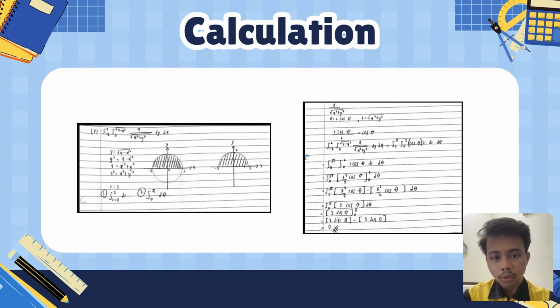Now, we convert this to polar coordinates. The limits for r are from 0 to 2. The limits for theta are from 0 to pi.